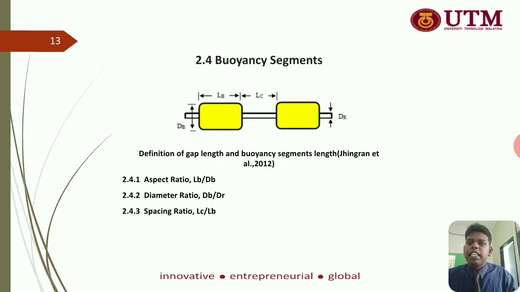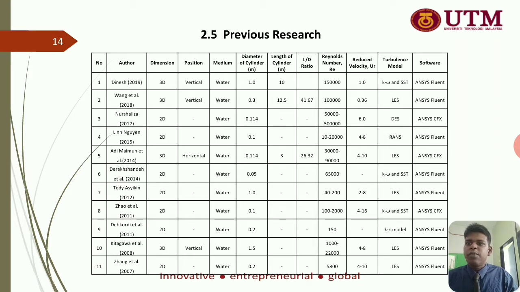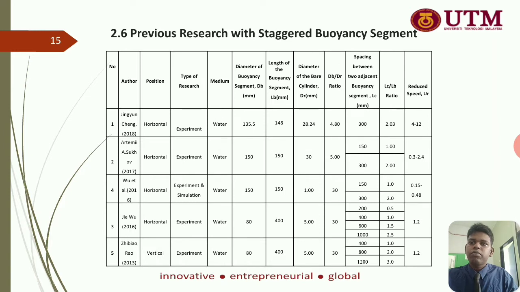Buoyancy segment. The important things you have to understand when it comes to the buoyancy segment is first the aspect ratio, diameter ratio, and also the spacing ratio. Previous research. The table shows the previous research done by researchers in recent times, especially on bluff cylinder in either 2D or 3D. Previous research with staggered buoyancy segments.